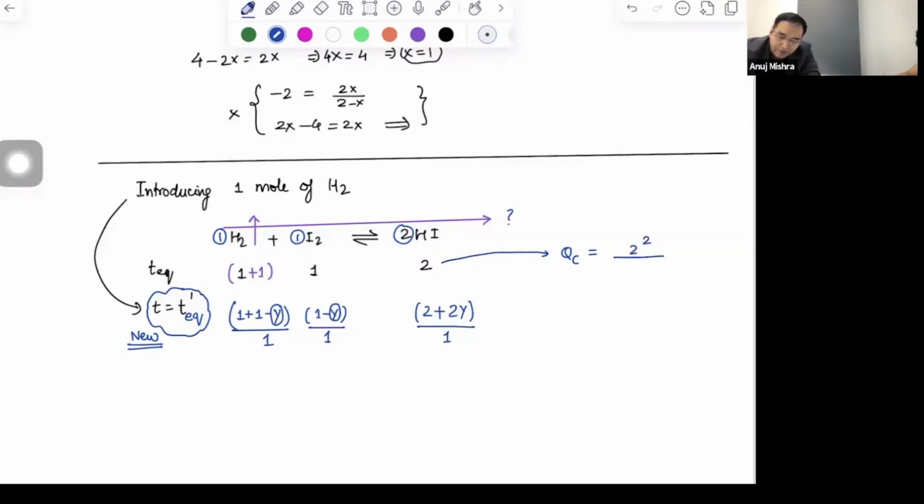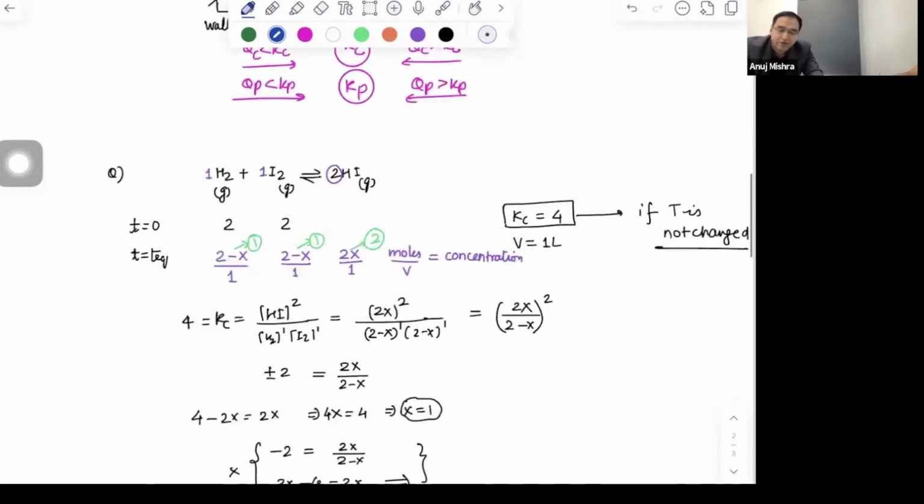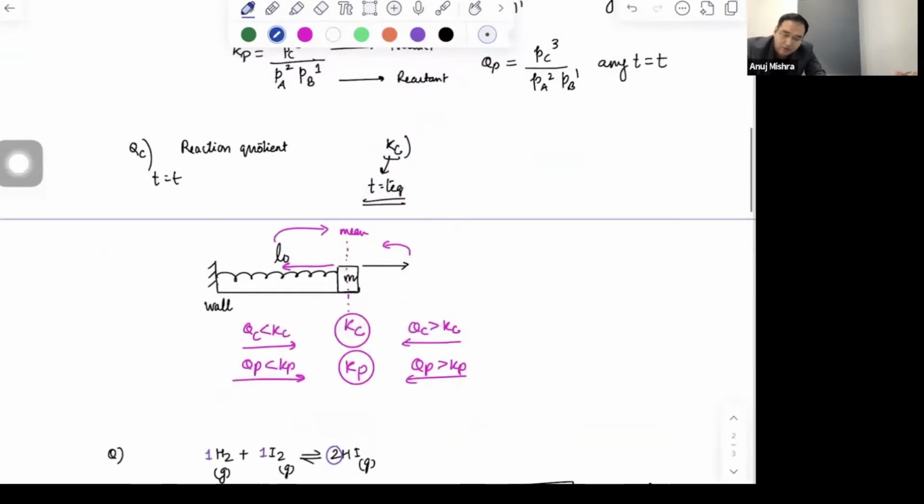2 square divided by 2 into 1 is 4 by 2. That is 2. And QC is less than KC because KC is 4, and 2 is less than 4. So where are you heading? You are heading forward. Look at this. When QC is less than KC, we are heading forward.